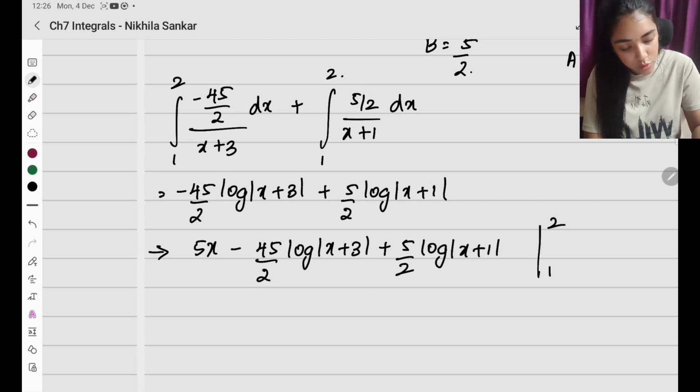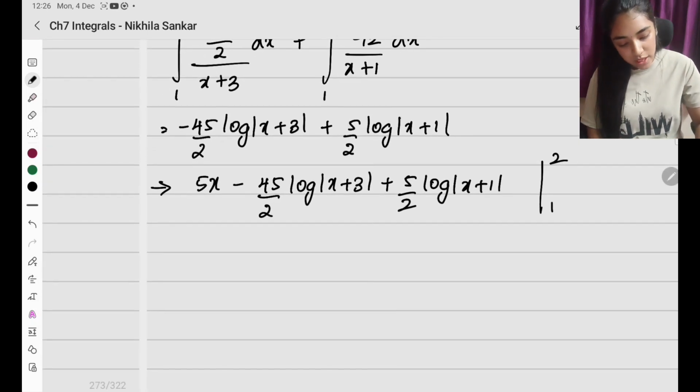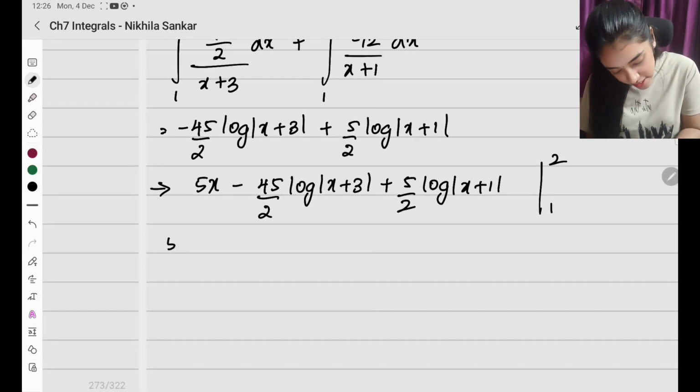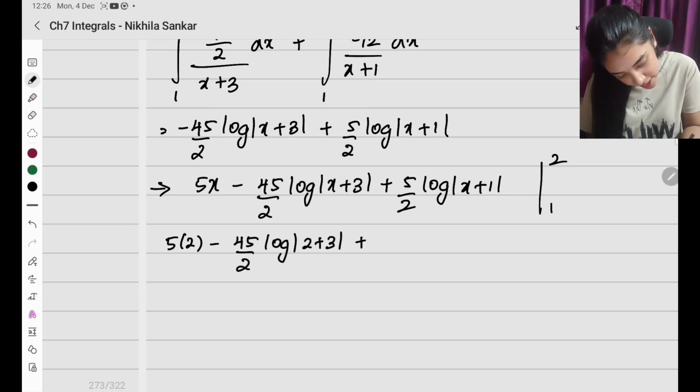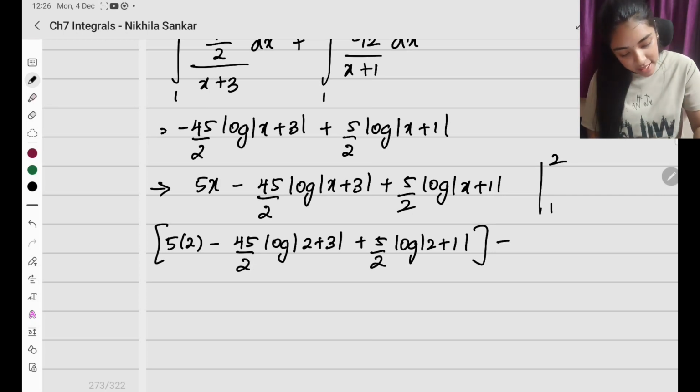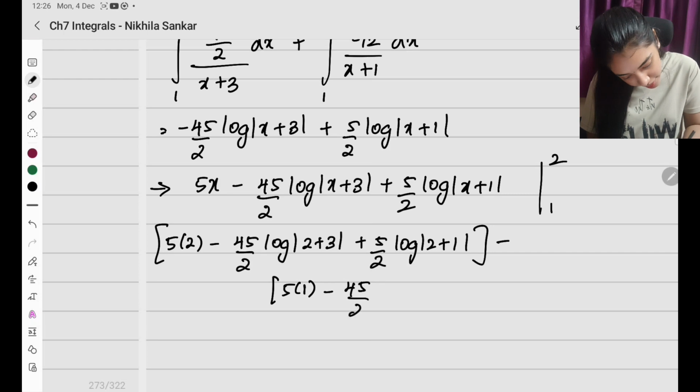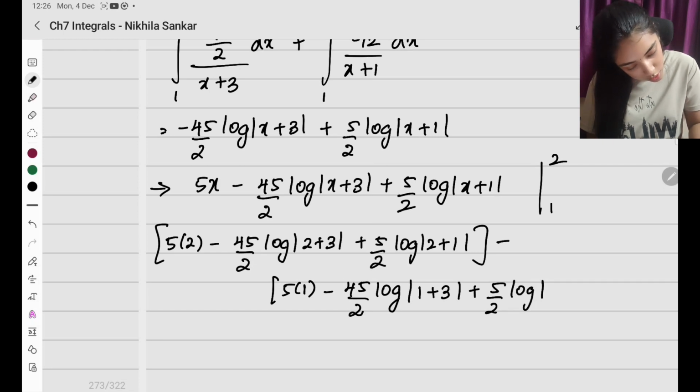Now I need to take the limits 1, 2. When I substitute, what do I have? First f of 2. So 5 times 2 minus 45 by 2 log mod 2 plus 3 plus 5 by 2 log mod 2 plus 1. This is f of 2 minus f of 1. F of 1 is 5 times 1 minus 45 by 2 log mod 1 plus 3 plus 5 by 2 log mod 1 plus 1. So this is my second term.